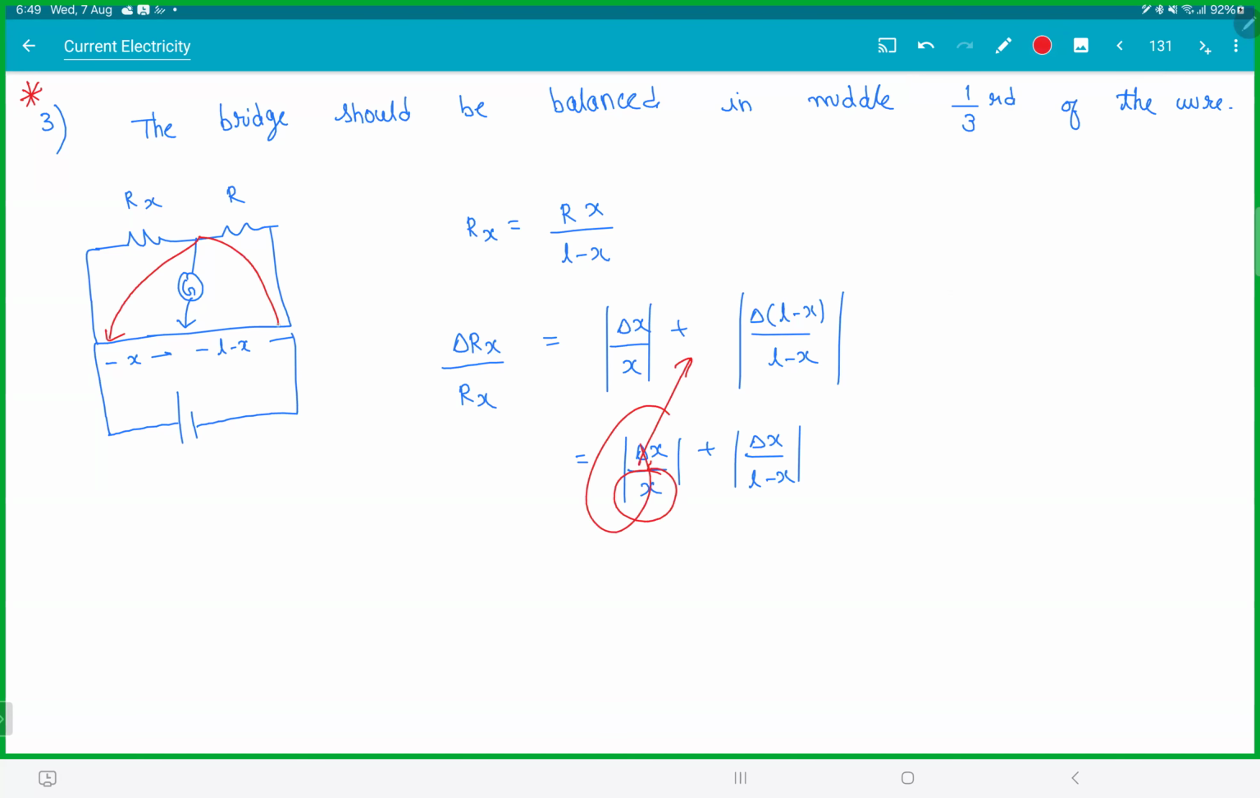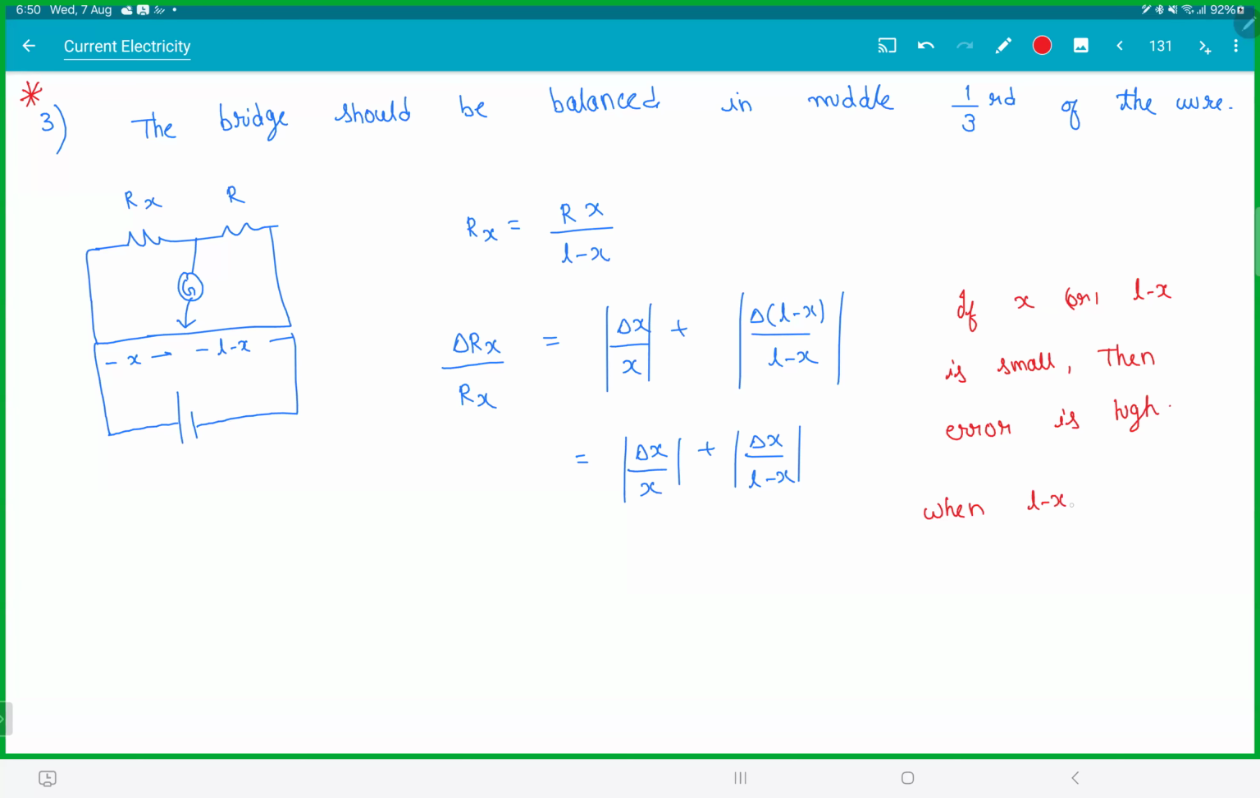Suppose you balance more to the right corner, then what will happen? L minus X will become very small. So this value will increase. You're getting it? By chance, if the circuit is getting balanced on the edge of the wire, if either X is small or L minus X is small, you get a big error. So here, if X or L minus X is small, then error is high. And you can do maximum minimum, and you can prove that when L minus X is equal to X, that is at X is equal to L by 2, we get minimum error.